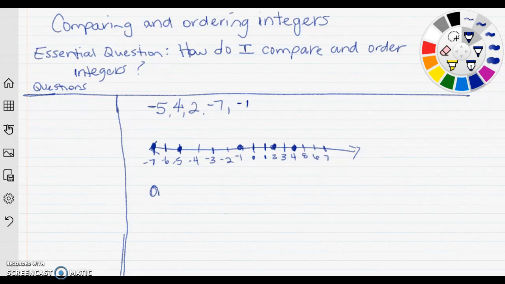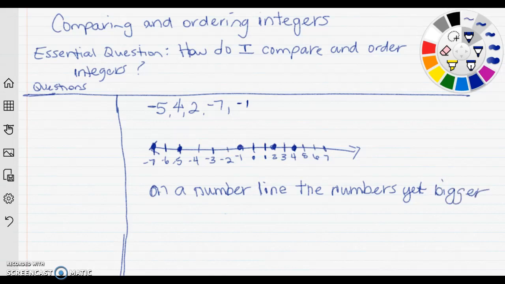All right, so a few things to note on a number line. On a number line, the numbers get bigger when going to the right, and smaller to the left.